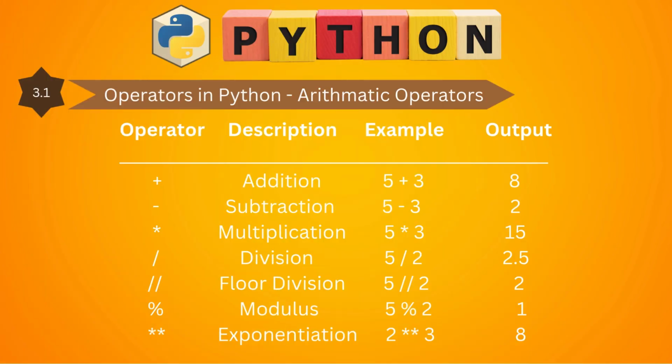We'll move on to operators in Python, arithmetic operators. There are 7 operators in Python: addition, subtraction, multiplication, division, floor division, modulus, and exponentiation. You can see the example here. Addition, and how the output is coming. So when I show the demonstration, you will understand very well. It's very simple. Exponentiation is nothing but 2 to the power 3, that is 2 into 2 into 2.